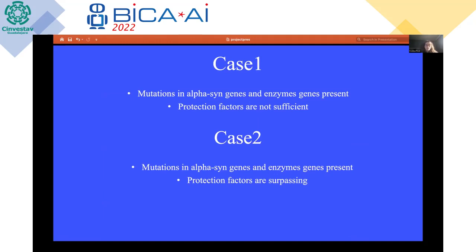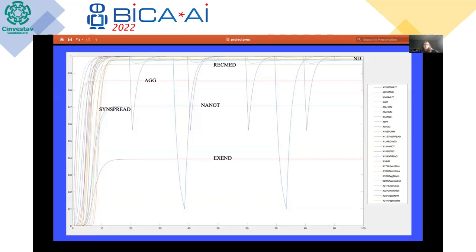So now going to the cases, to the simulation itself. We've created 2 simulations for 2 different cases. The first scenario is when we have mutation in genes of alpha-synuclein and enzymes responsible for lipids. These mutations are present, and we have as well protection factors, but they are not sufficient to do anything with the start of neurodegeneration. So you can see the simulation here.